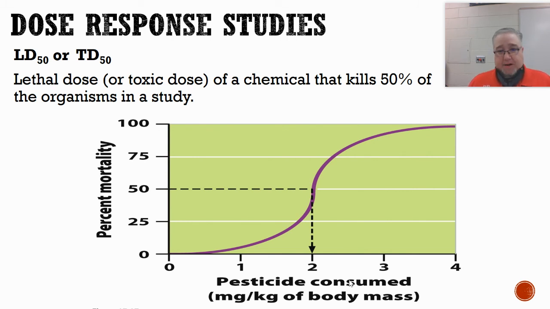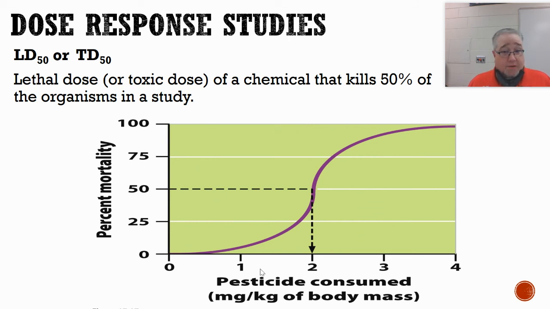On the x-axis here, we have obviously the dosage. We start with 0, then we move to 1. Now the units here are what we call milligrams per kilogram of body mass. That's a pretty typical unit that you would see on a dose response curve, which is what this is. Then we just go up, 2 milligrams per kilogram, 3, 4.